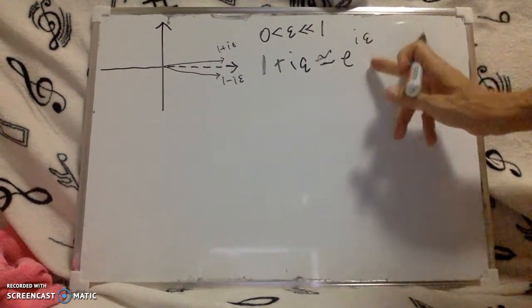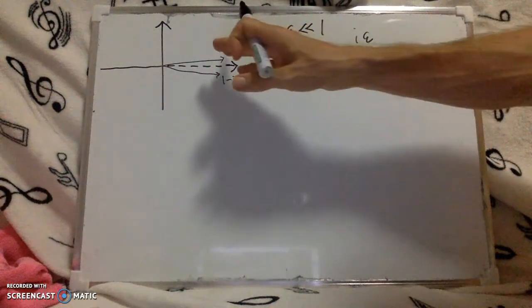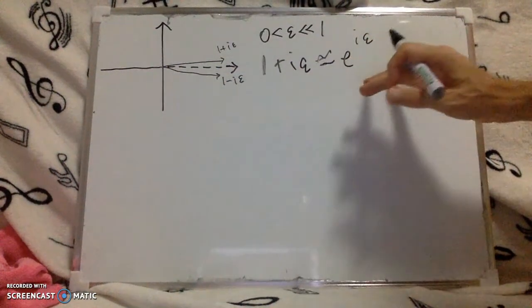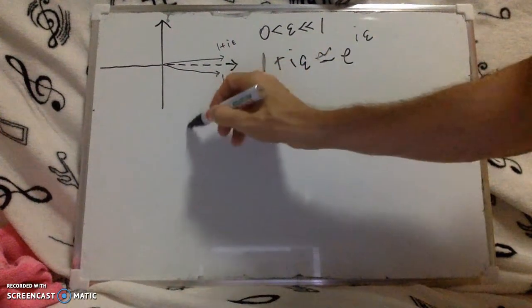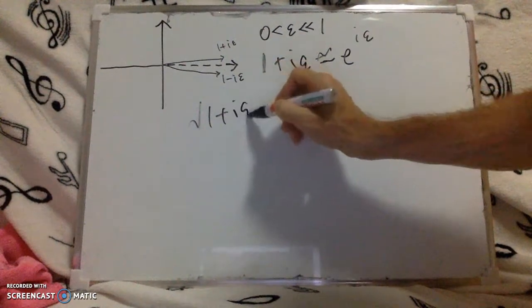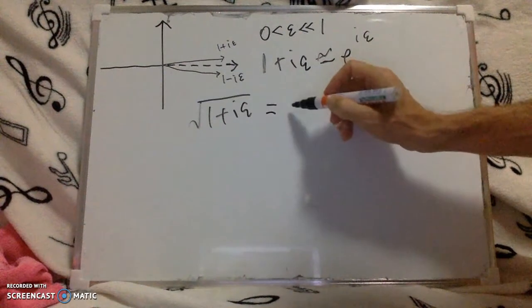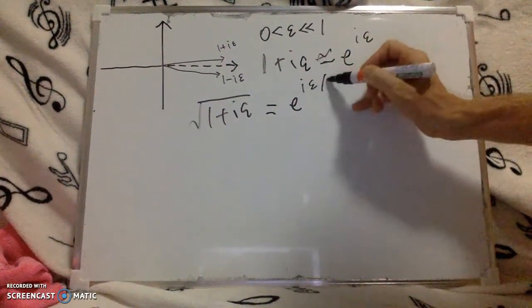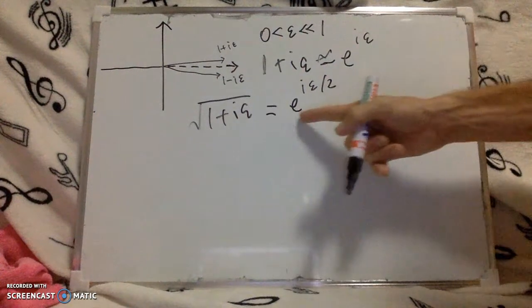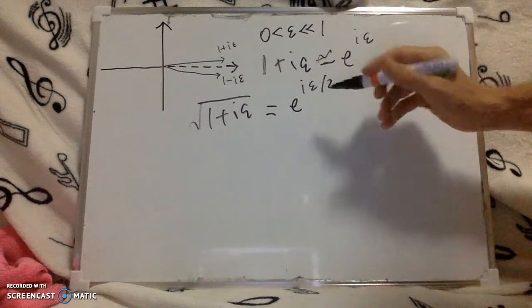Now, when we take the square root, we're asked to find the principal branch. So it's a positive square root. So the square root of this is simply, we just divide this by 2. Divide the exponent by 2. And what's this equal to? Well, when epsilon is small, this is approximately e to the naught, which is approximately 1.